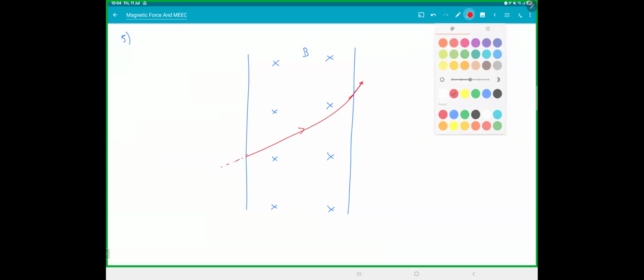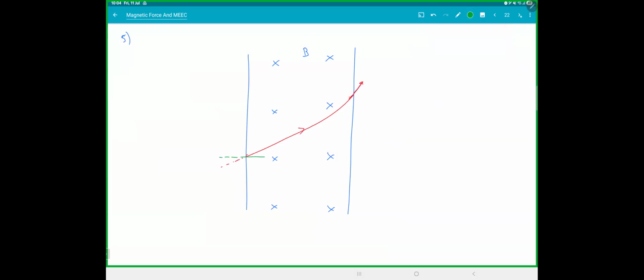So we have a particle here which is entering at an angle alpha and it is leaving at an angle beta. The length of this patch is d. The particle's charge is q, mass is m, and it enters with speed v. Find the relation between alpha and beta.